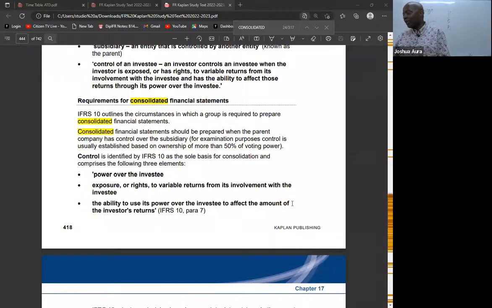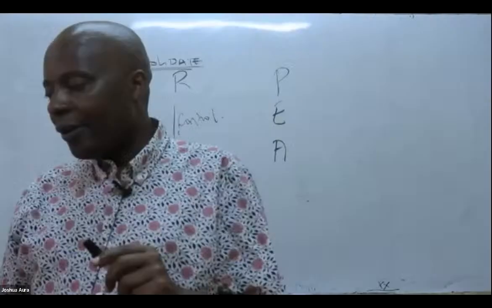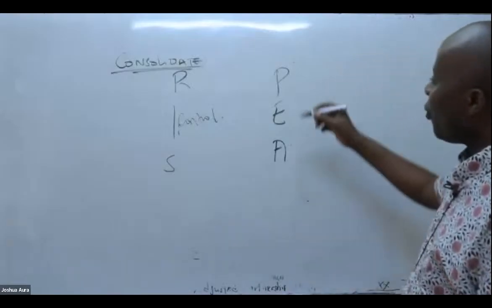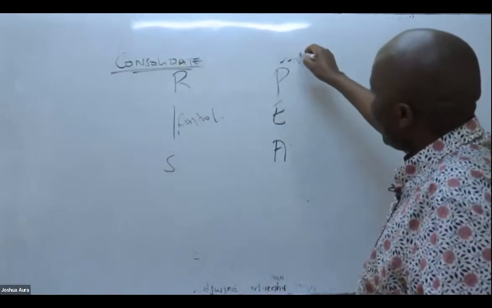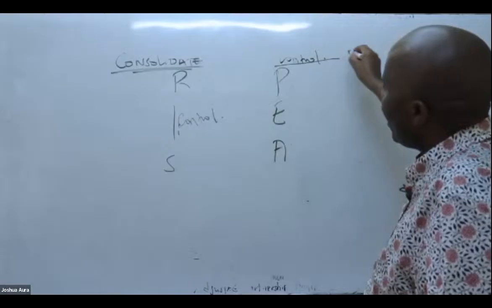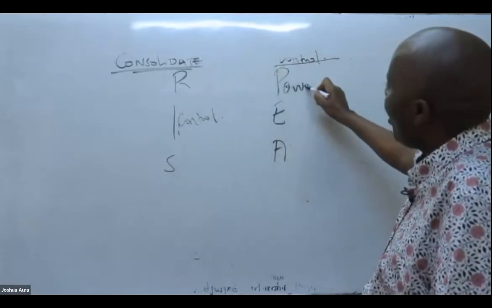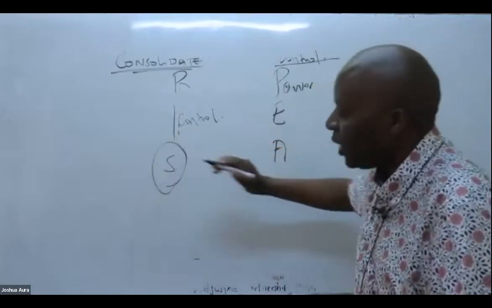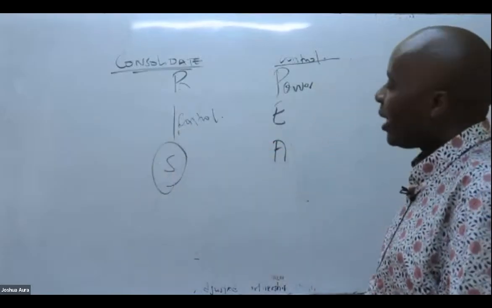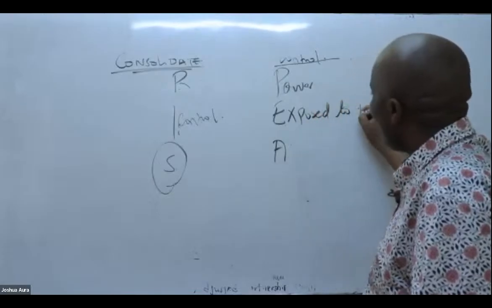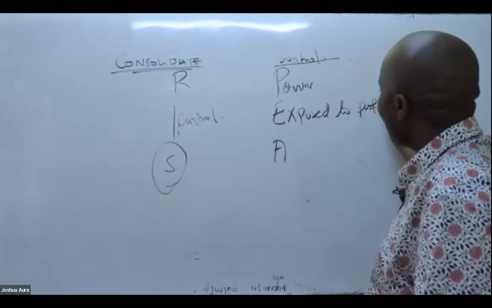I would want, ladies and gentlemen, this to be very well understood. For us to talk of control, there are 3 things that must always exist. This parent company must have power to run the operations of this company, right? It must be exposed to profit.